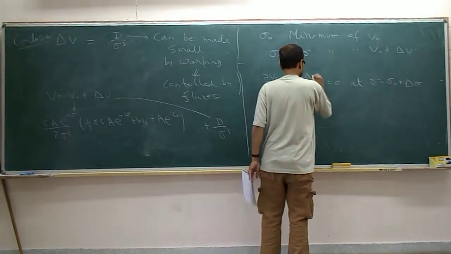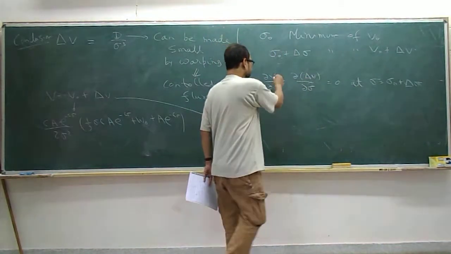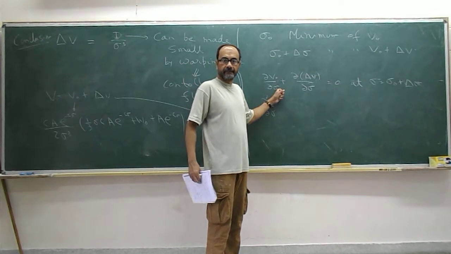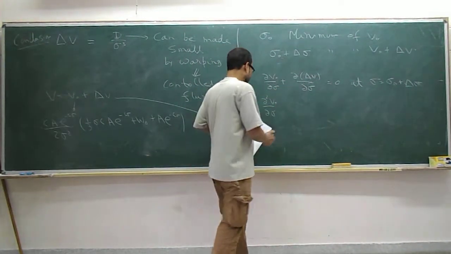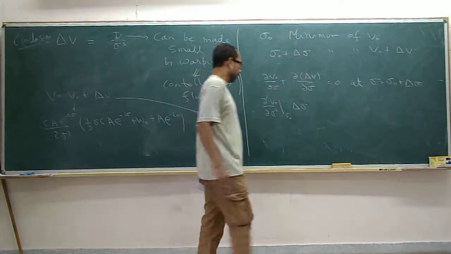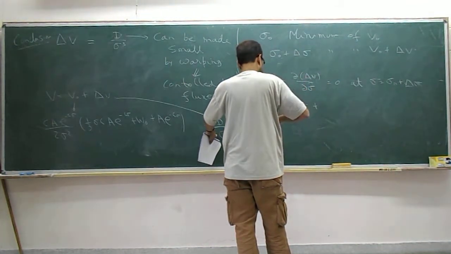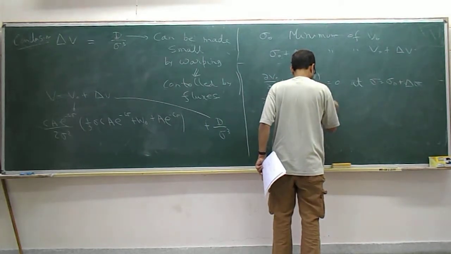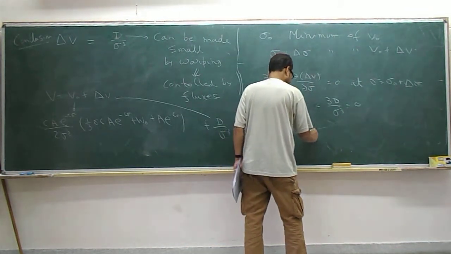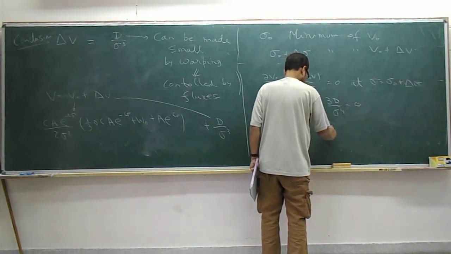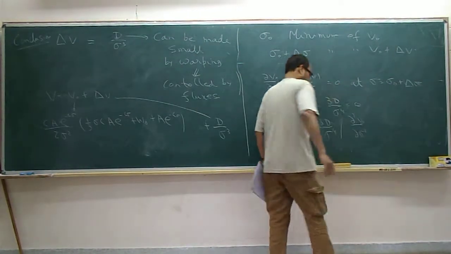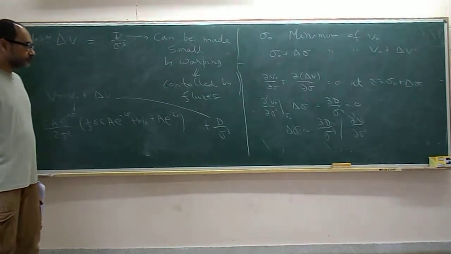We are assuming that this gives you some additional contribution. So del V naught del sigma is zero at sigma naught, by definition, because sigma naught is the minimum of V naught. So this is del 2 V naught del sigma square at sigma naught times delta sigma plus del del sigma of delta V, that's minus 3D over sigma cube. So delta sigma is roughly 3D over sigma to the 4 over del 2 V naught. Okay, so let's now try to see if this is small or not.